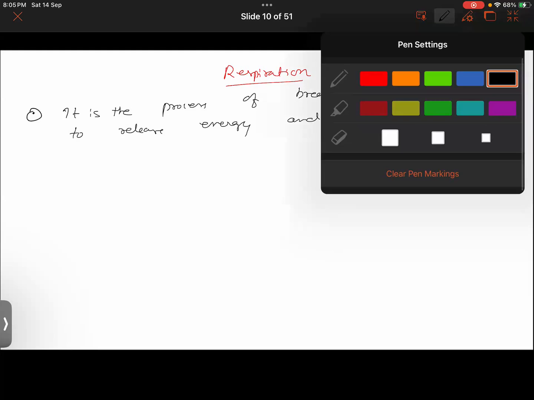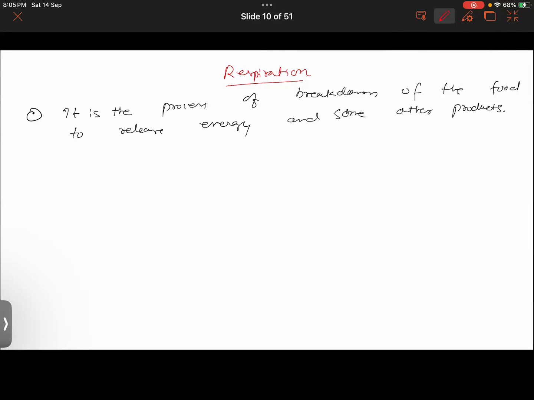So that is what respiration in general is. Another important thing is that the energy that is released in the process of respiration can be stored. It can be stored by that living organism. So it's a process that will be occurring in all the living organisms.